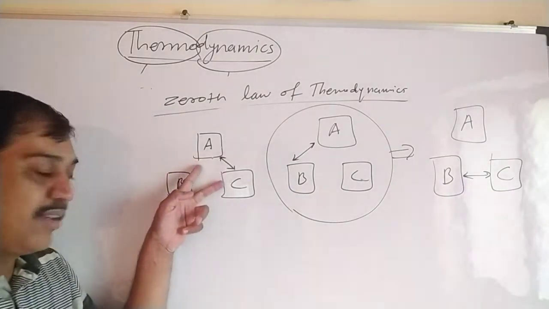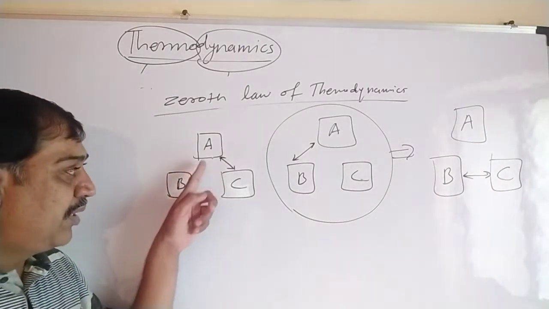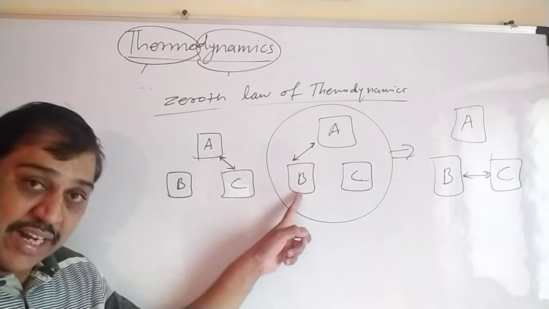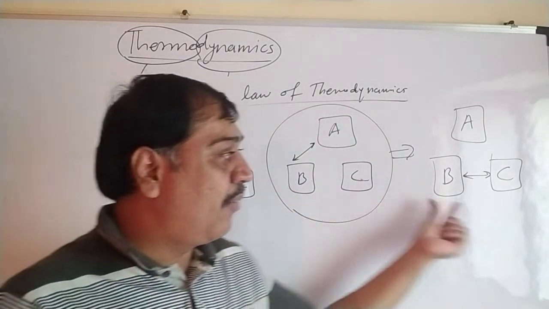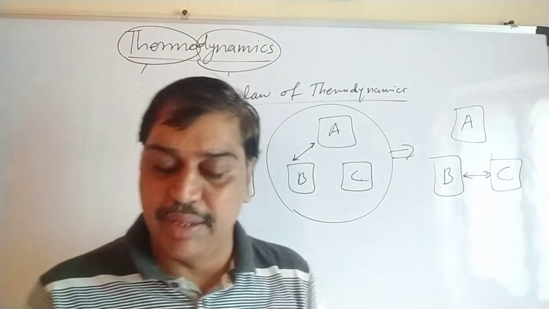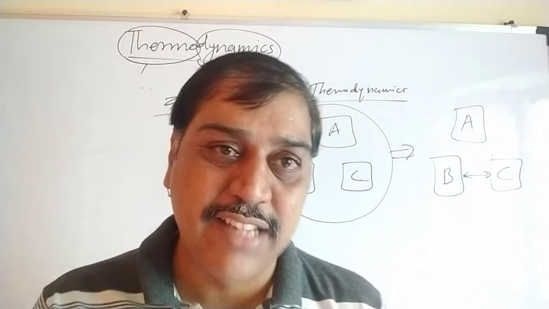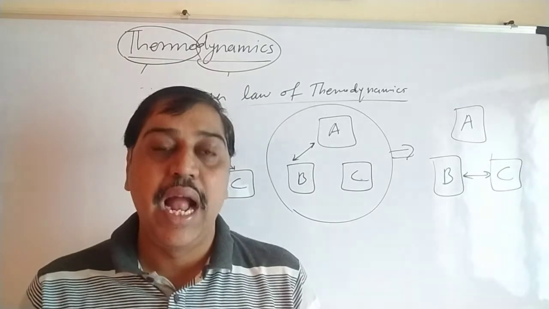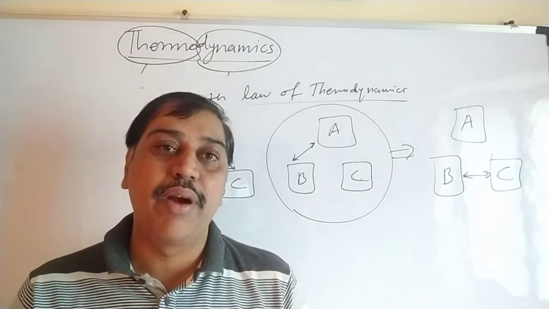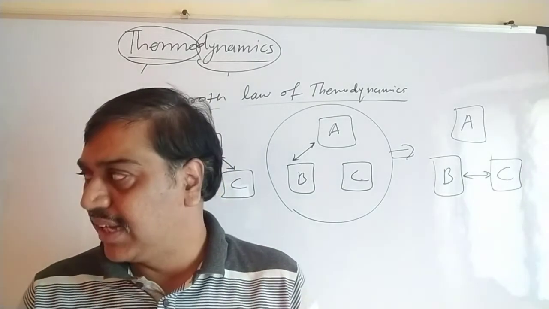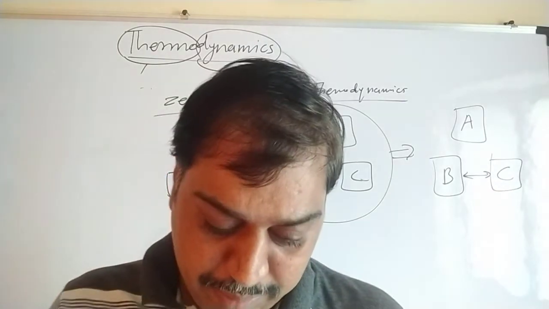If any two bodies are in thermal equilibrium, and the first body is in thermal equilibrium with the second one, then the second and third body must be in thermal equilibrium. That is the zeroth law of thermodynamics. This zeroth law explains the existence of temperature, and if the temperature of all three bodies is the same, then we can say all three bodies are in thermal equilibrium with each other.